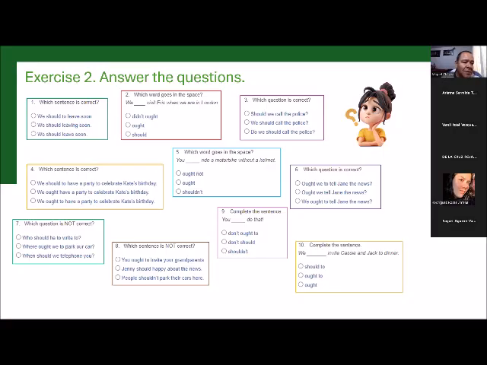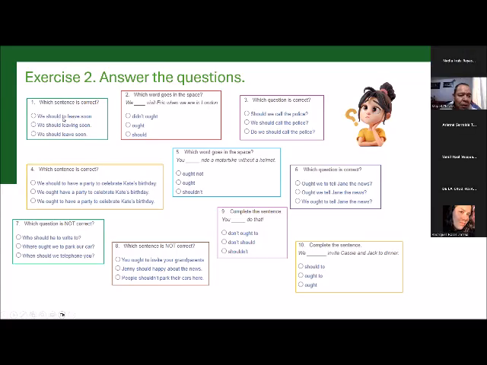Which sentence is correct? We should to leave soon. The first one? Who can help us? The first one is incorrect because we have to after should. According to our grammar explanation, we have the verb after should without to. That's why the first one is not correct. Nadia, please.